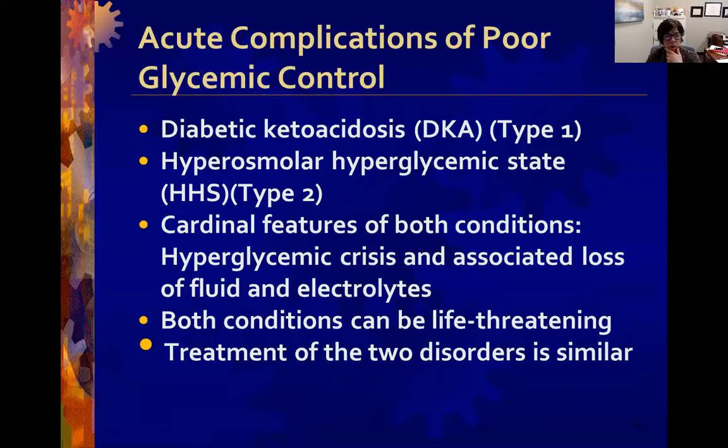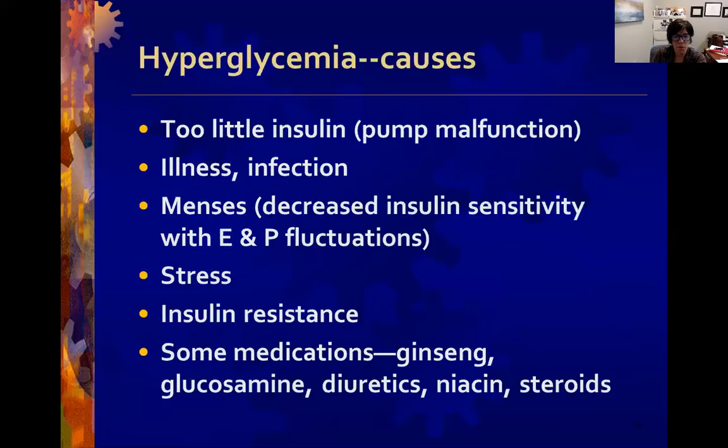Okay, so let's talk about acute complications of poor glycemic control. Diabetic ketoacidosis. So this happens in type 1 diabetics. Hyperosmolar hyperglycemic state happens in type 2 diabetics. So the cardinal features of both: they have a hyperglycemic crisis, associated loss of fluid and electrolytes. Both conditions can be life-threatening. Treatment is similar for both.